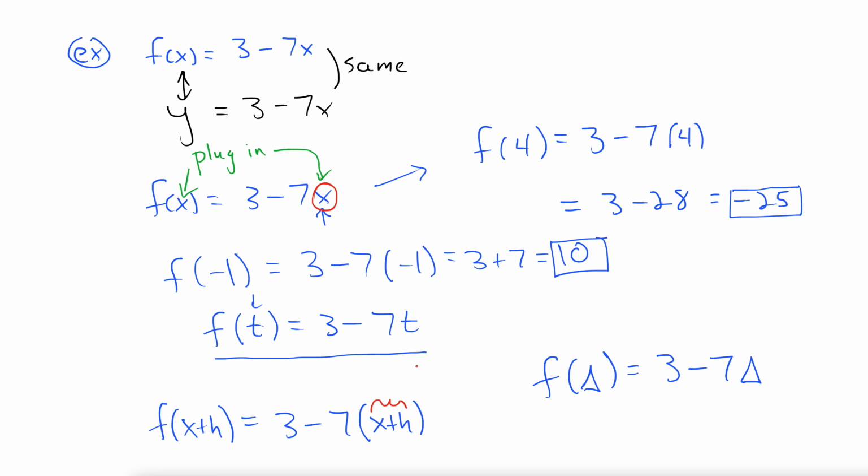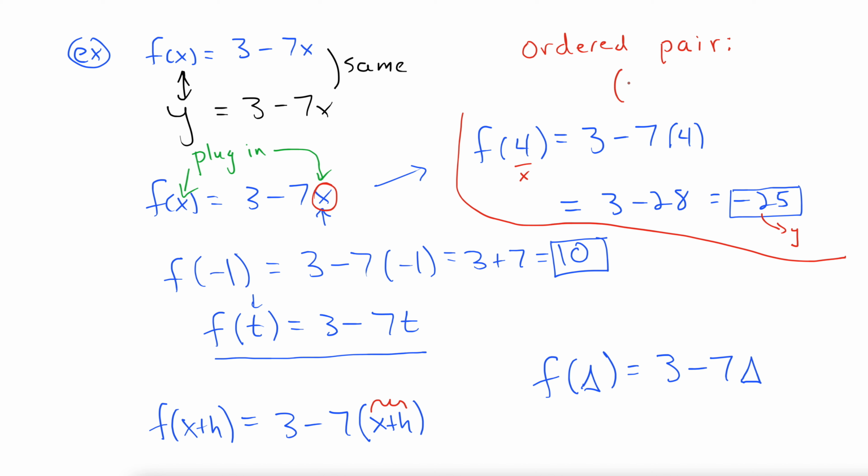Okay. Now sometimes you may want to express functions as ordered pairs. If you come across something like that, let's look at this one here. We put in 4 for x, and out came our negative 25. That's our y. So an ordered pair version of this function, at least at this point, right, we just go 4 goes in for x, negative 25 goes in for y. So there's our ordered pair, I guess, representation of this function.